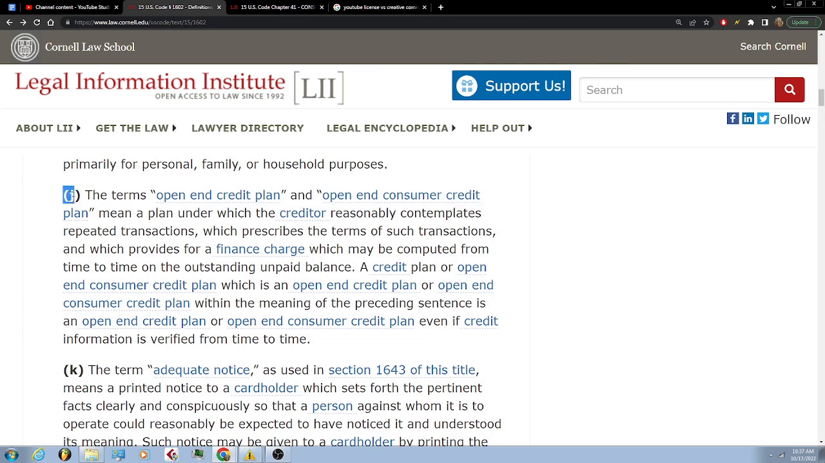J. The terms open-end credit plan and open-end consumer credit plan mean a plan under which the creditor reasonably contemplates repeated transactions, which prescribe the terms of such transactions and which provides for a finance charge which may be computed from time to time on the outstanding unpaid balance. A credit plan which is an open-end credit plan or open-end consumer credit plan within the meaning of the preceding sentence is an open-end credit plan or open-end consumer credit plan, even if the credit information is verified from time to time.